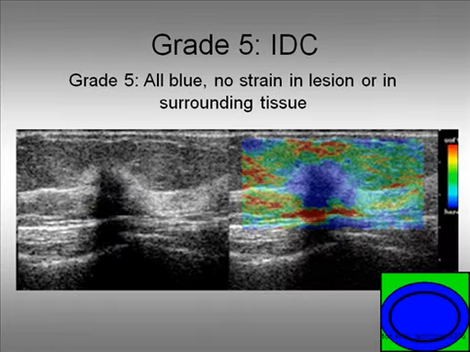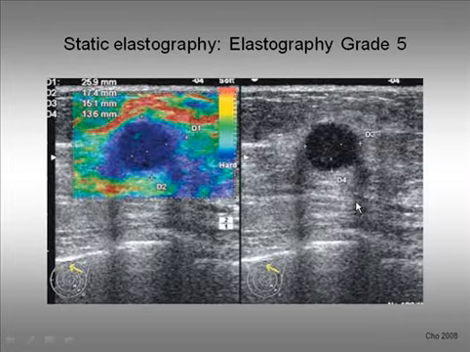And then grade 5, the firmest grade, the surrounding tissue has also become firm. So here's the pictogram showing you the mass, which is all blue, and a rim of blue hard tissue in the surrounding breast tissue. Here's our mass, which is blue, and this surrounding echogenic tissue is also blue. And another example of a mass which is entirely blue and surrounding breast tissue also firm and blue.